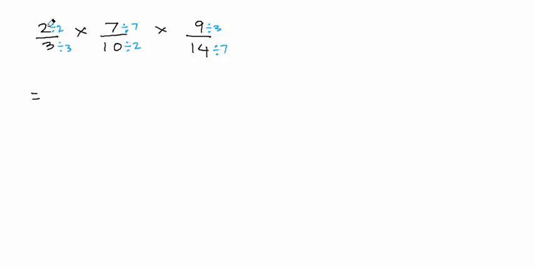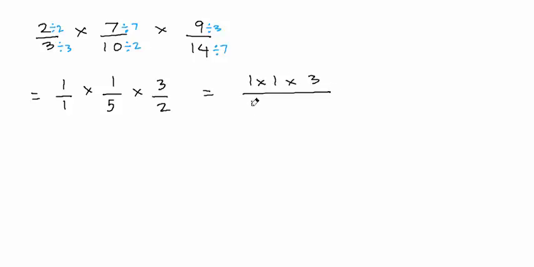So we have a 1 here. 2 divided by 2 is 1. 3 divided by 3 is 1. 1 over 1 times 7 divided by 7 is 1. 10 divided by 2 is 5. Times 9 divided by 3 is 3. And 14 divided by 7 is 2. So finally we have a 1 times 1 times 3 over 1 times 5 times 2. As easy as pie. 3 over 10.